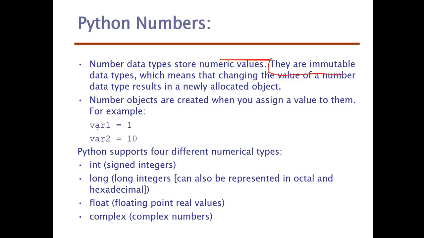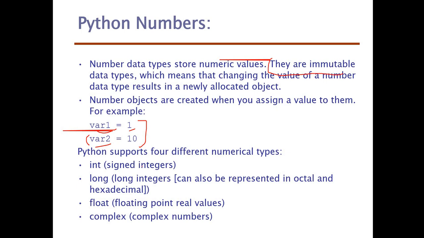For example, we are taking a single variable var1 and assigning it the numeric value 1. As well, we are assigning another value, 10, with the help of var2. So a numeric value can be an integer, a floating number, or even a complex number. These values are defined by Python int, Python float, and Python complex, and these are the classes in Python.